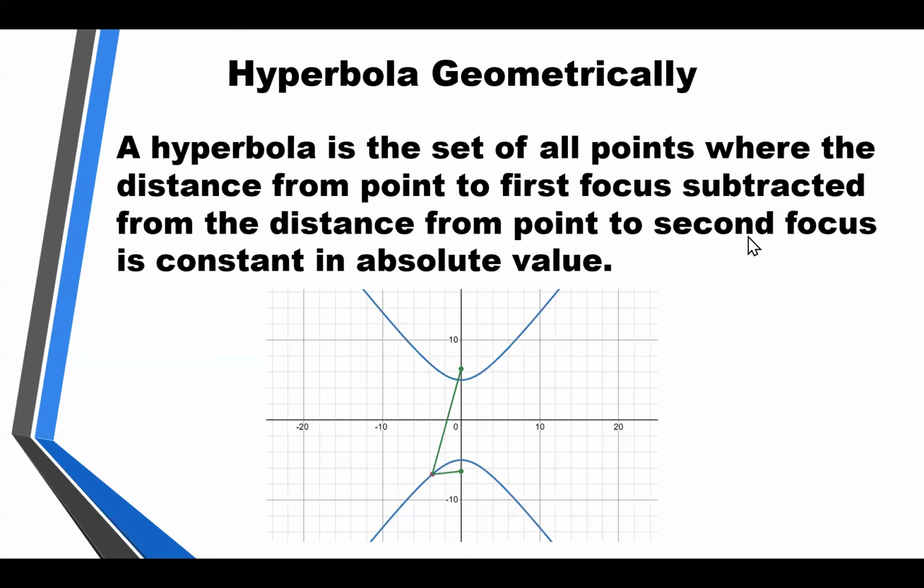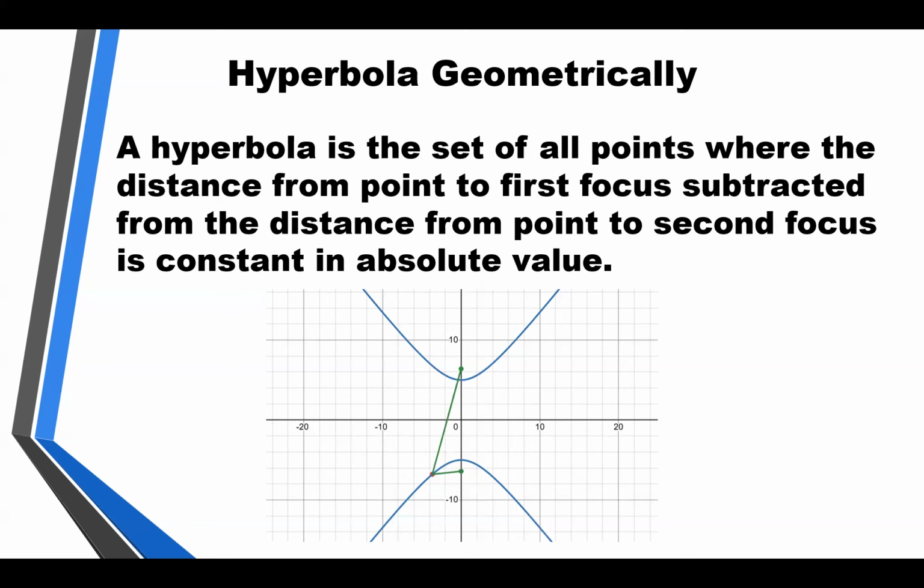And that's how we can create a hyperbola through geometry. A hyperbola is the set of all points where the distance from the point to the first focus subtracted from the distance from the point to the second focus is a constant in absolute value. So some of them are going to be 10, some of them are going to be negative 10 in my example.